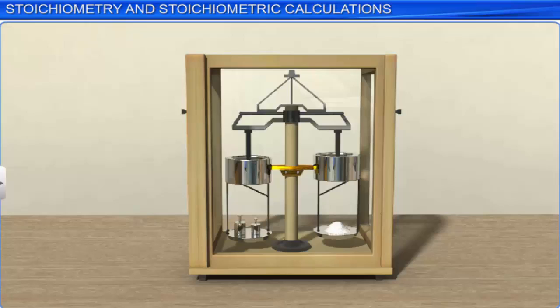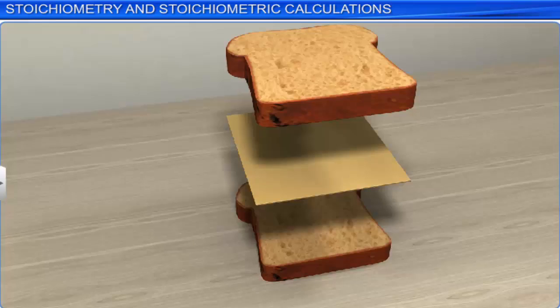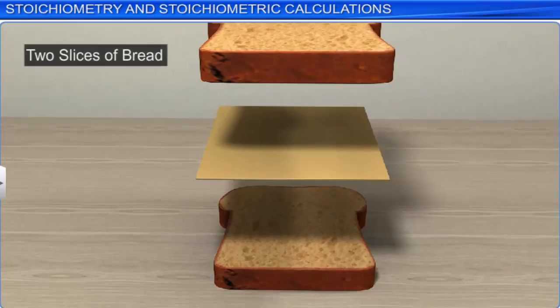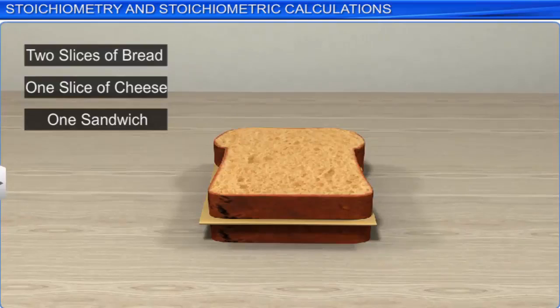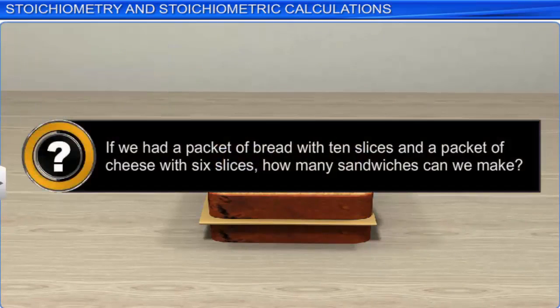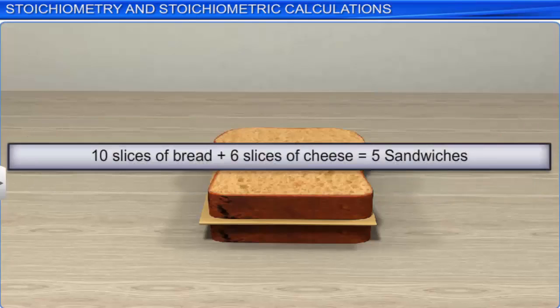At times, when reactions occur, the reactants are not present in the amount required by the balanced chemical equation. Let's understand this concept through a real-life example. For example, let's say that 2 slices of bread and 1 slice of cheese makes 1 sandwich. Now, if we had a packet of bread with 10 slices and a packet of cheese with 6 slices, how many sandwiches can we make? The answer is 5 sandwiches.